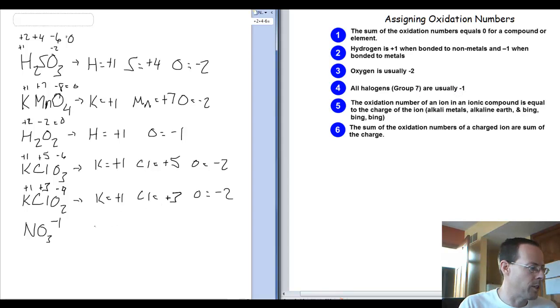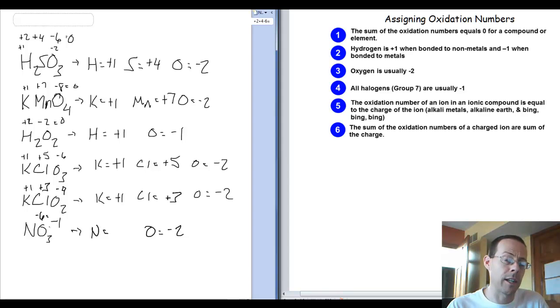Our last one is an ion, so it applies to number 6. The sum of the oxidation numbers of a charged ion equals the charge. We have N and O. N we don't know about, but O is usually -2, and because there are 3 of them, it's a -6. Because the charge is -1, instead of the sum of our oxidation numbers being 0, the sum is -1. So in this case, N must be a +5, because 5 minus 6 equals -1. Nitrogen's oxidation number is a +5.